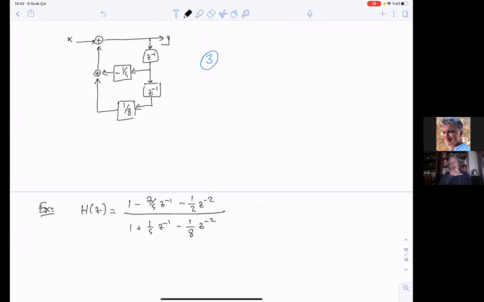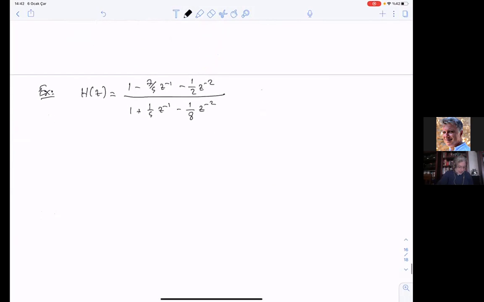But how about rightwards going branches? What will it be? First, let me show you the availability of the cascade form. In the cascade form, it's actually like this. This is one alternative of doing it. It's 1 plus 1/4 z to the -1 over 1 plus 1/2 z to the -1 times 1 minus 2 z to the -1 over 1 minus 1/4 z to the -1.